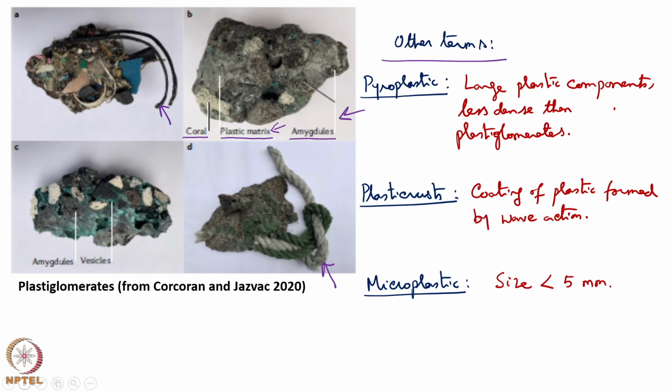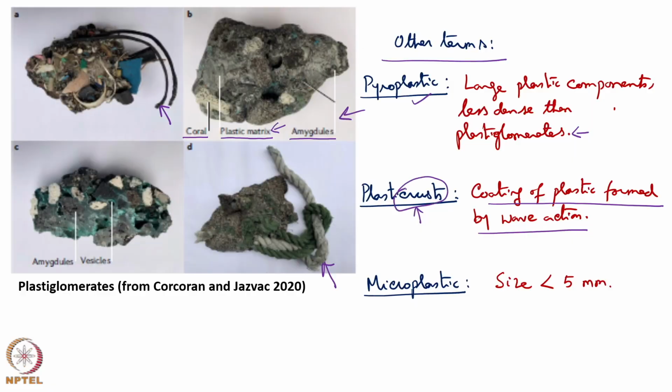Now, there are certain other terms which we have to know. Pyroplastic is a large plastic component which is less dense than the plastiglomerate, of course. And plastic crusts, here is a coating of plastic formed by the wave action. Suppose there are rocks in the shore area, then plastic which came through some river might coat the rock, might surround the rock. So, here the word crust means that which surrounds. So, what surrounds? It is the plastic. And what is the microplastic? It is a kind of plastic with size less than 5 millimeter.